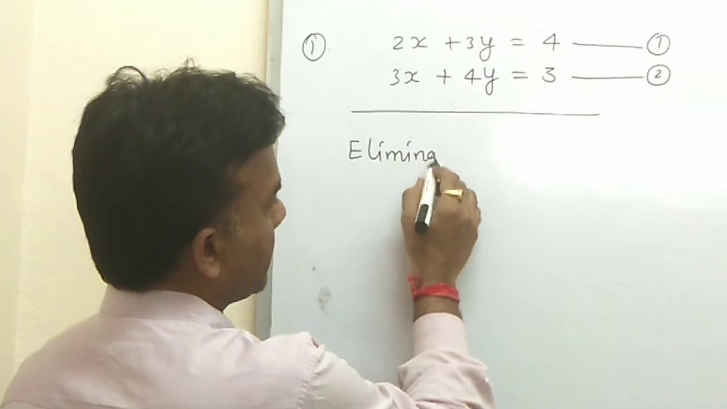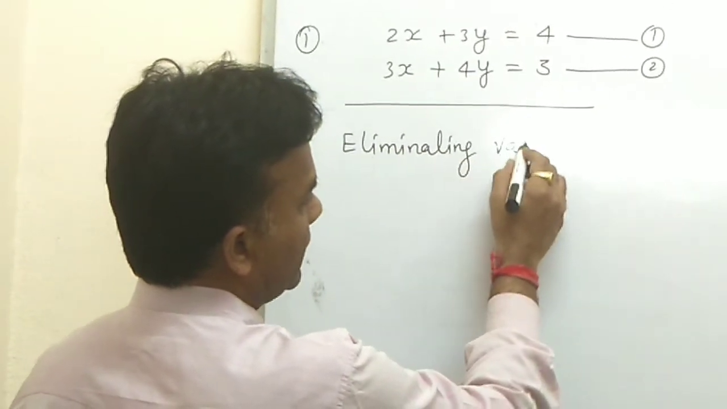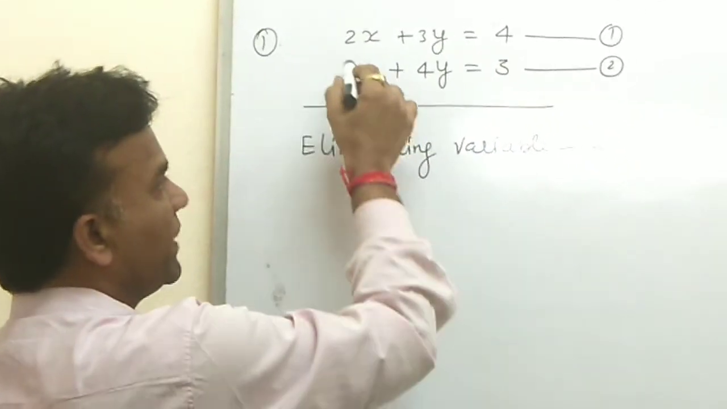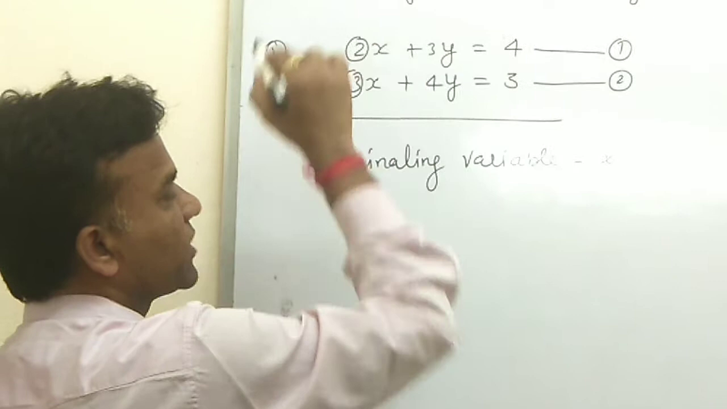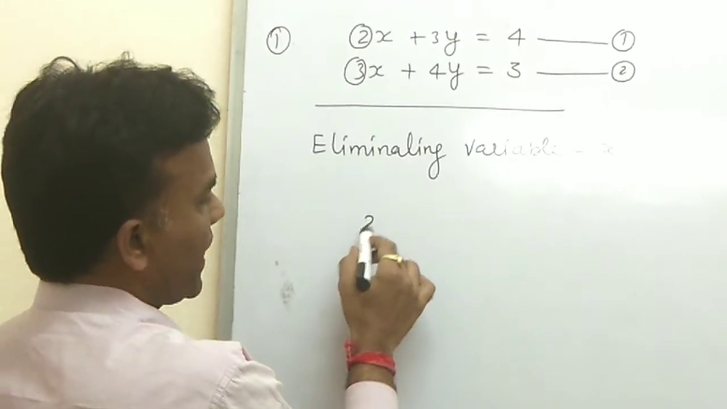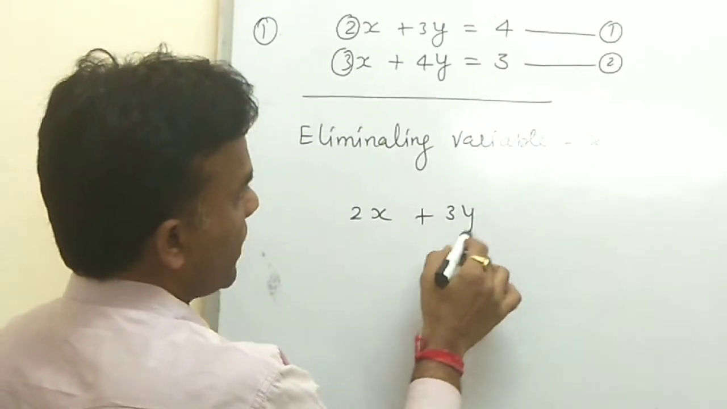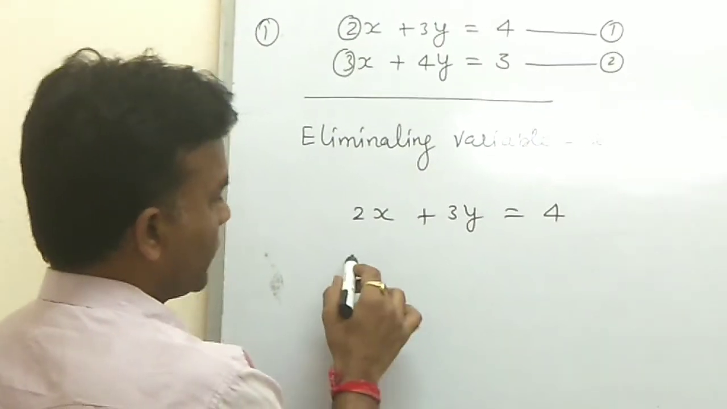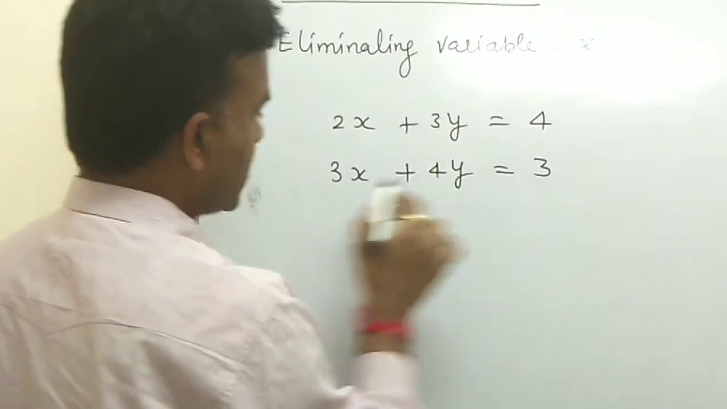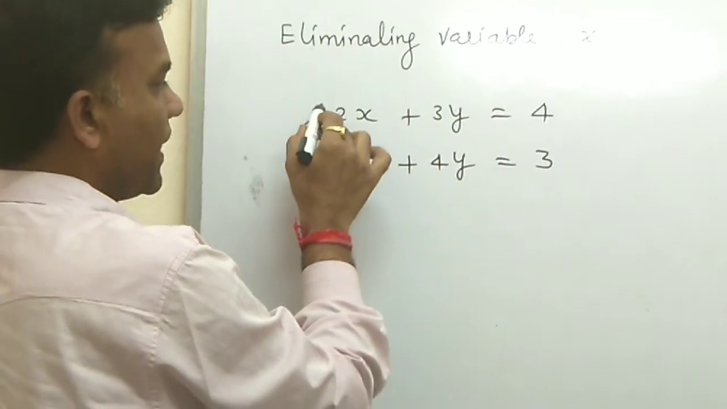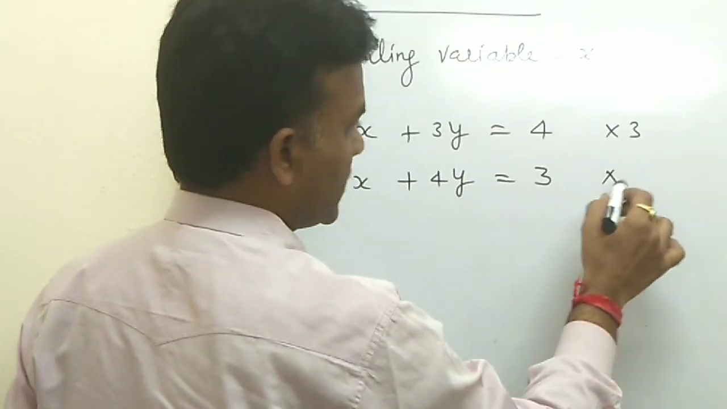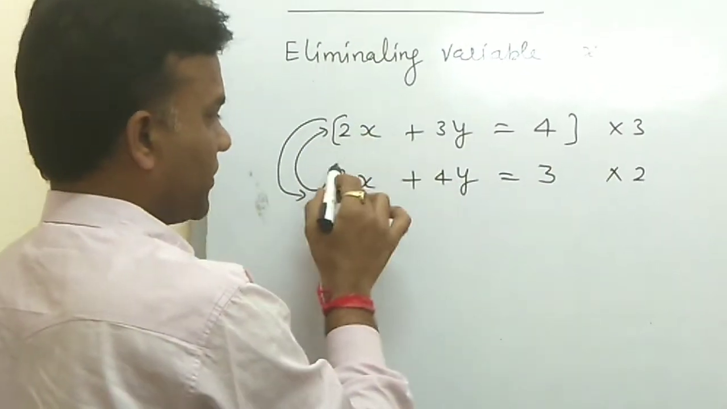Okay, so eliminating variable x, you write down here. Now you consider that variable x has coefficient 3 here and coefficient 2 there. So we multiply the equations like this. First you write down the whole equation again: 3x plus 2y equals 4, and 3x plus 4y equals 3. Now you multiply this coefficient here and this coefficient there. So 3 is multiplied in the first equation and 2 is multiplied in the second equation.